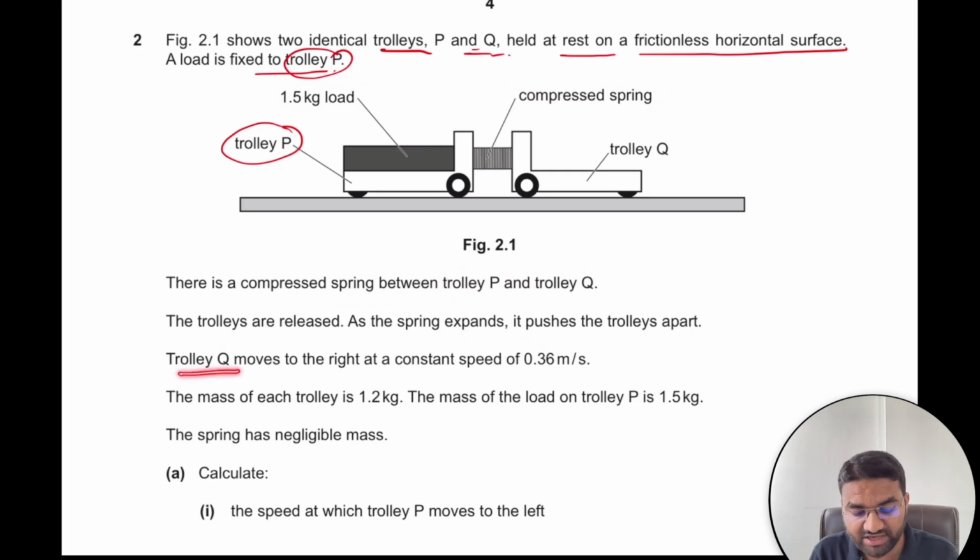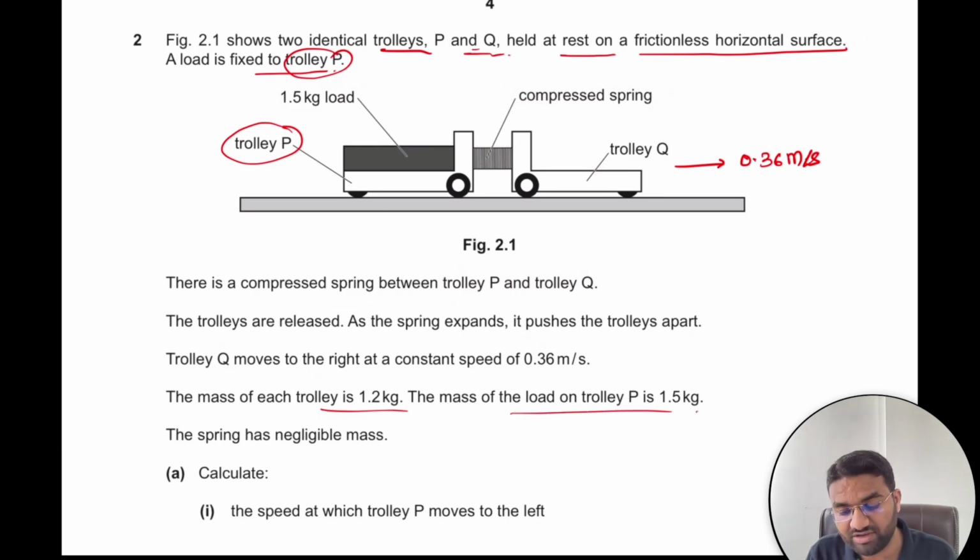And then trolley Q moves towards the right at a constant speed of 0.36 meter per second. Fine. Then the mass of each trolley is 1.2 kg and the mass of the load on trolley P is 1.5 kg. The spring has a negligible mass. So calculate the first part: the speed at which trolley P moves to the left.